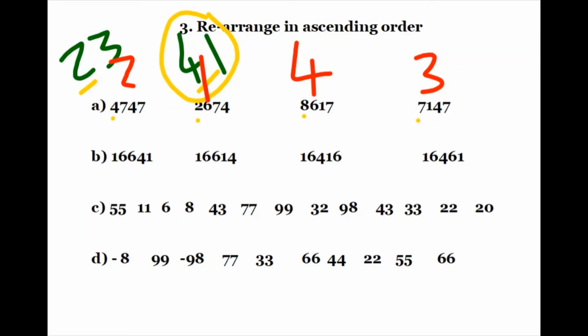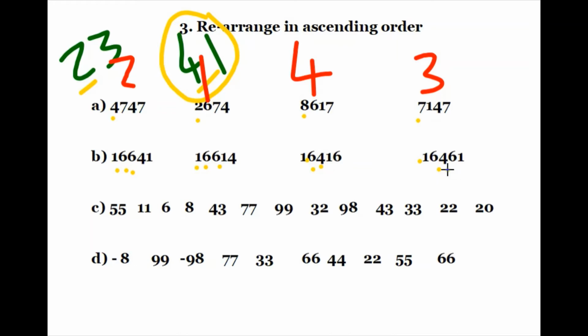2,674 would be first, and 8,617 would be the last number. In 3b, we count the number of digits again: 5, 5, 5, and 5. So we move to the second step, which is to look at the numbers: 1, 1, 1, 1, 6, 6, 6, 6, and 4, 4.